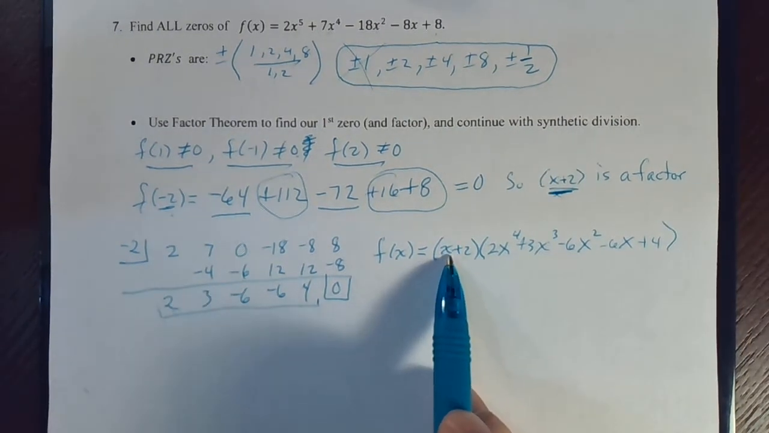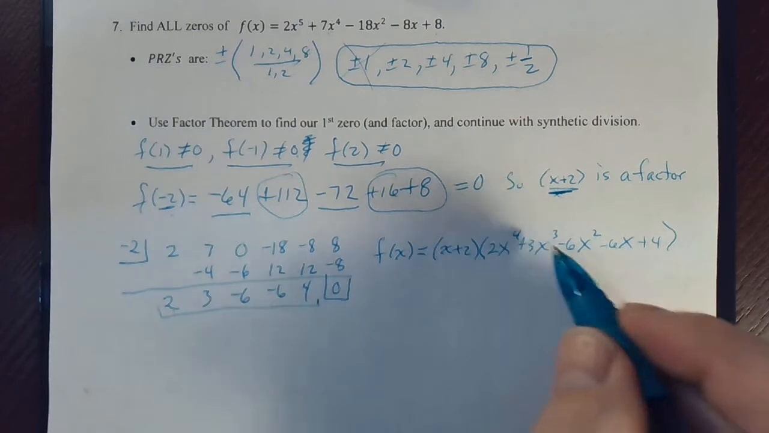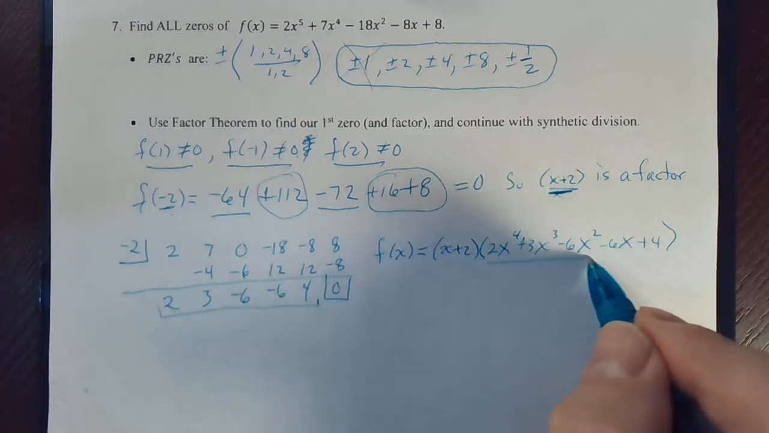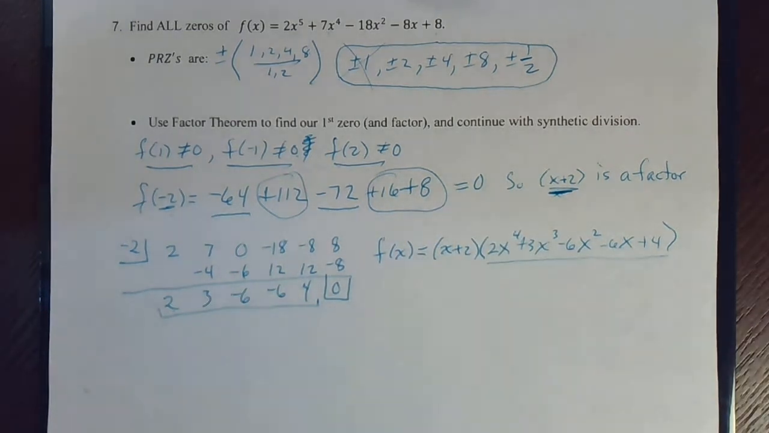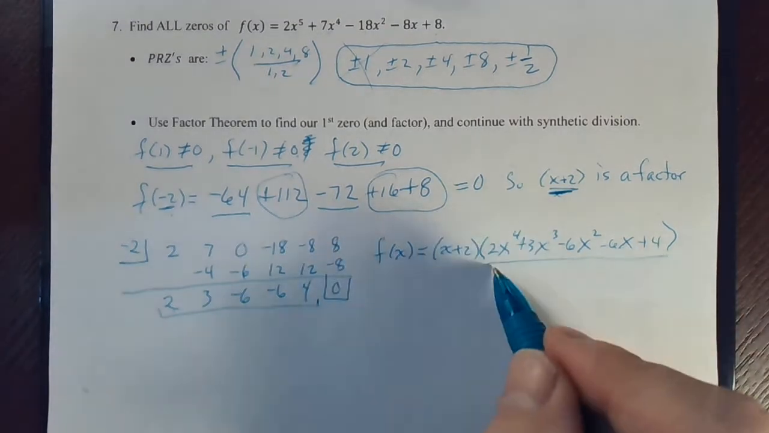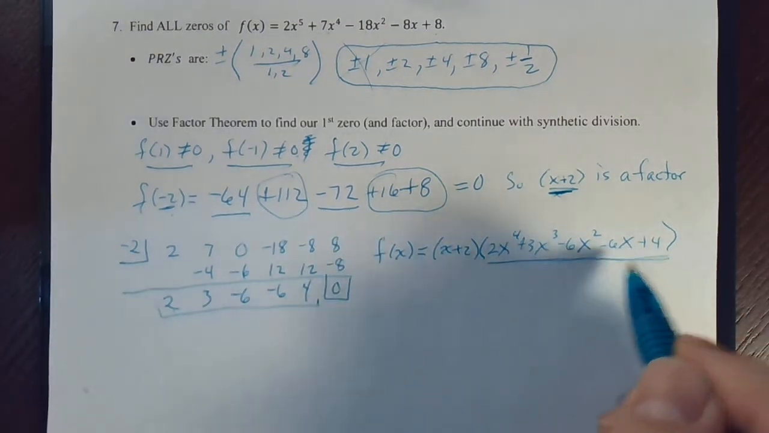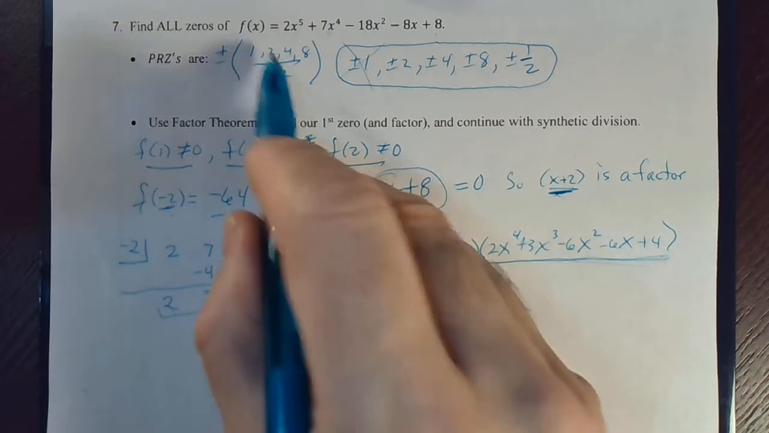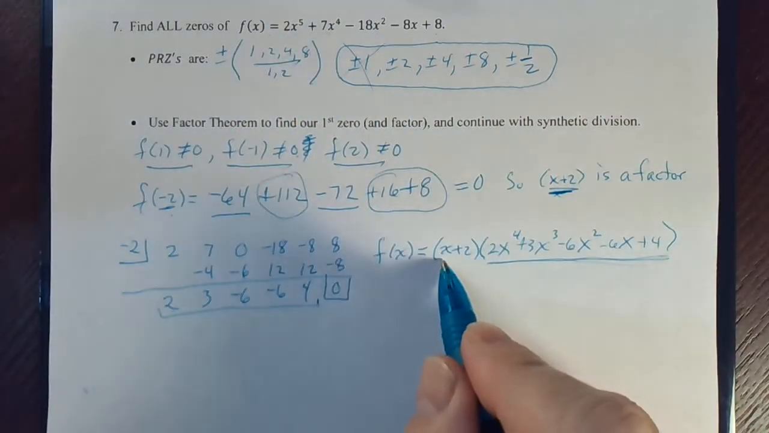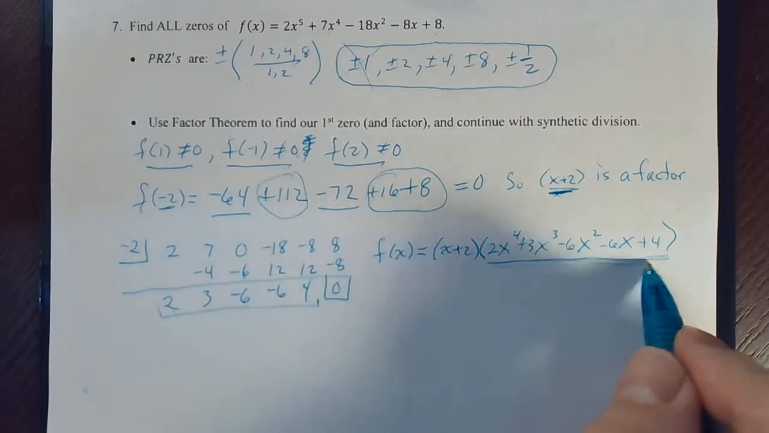That's just factoring out one term. We've got to continue. We've got a lot more to do. We've got to factor this new polynomial. If you wanted to call that g of x, you could. So this is f of x. We found out f of x is x plus 2 times this g of x.